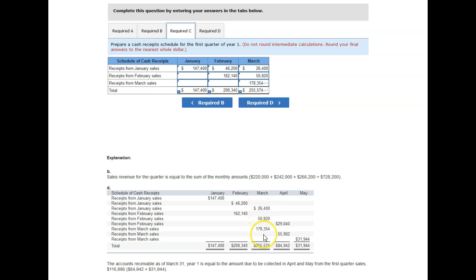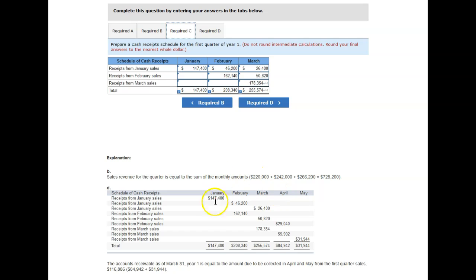We're in March, so we are going to collect 67% of March's sales. So take March's sales, 266.2 times 0.67, that gives us $178,354. So in March, we're collecting these three items, from January sales, February sales, and from March sales. You can see the little plus minus here. That means you could be off due to a rounding error, so giving us some leeway here on the answer.